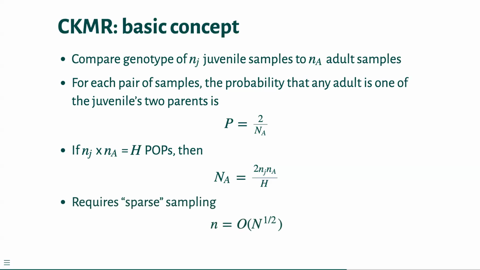The cool thing about close-kin mark-recapture is that it requires what has been termed sparse sampling. Meaning that your sample size, little n, should be on the order of about the square root of your population size of interest, which is convenient when you're thinking about things like fish, whose population size is maybe in the millions.